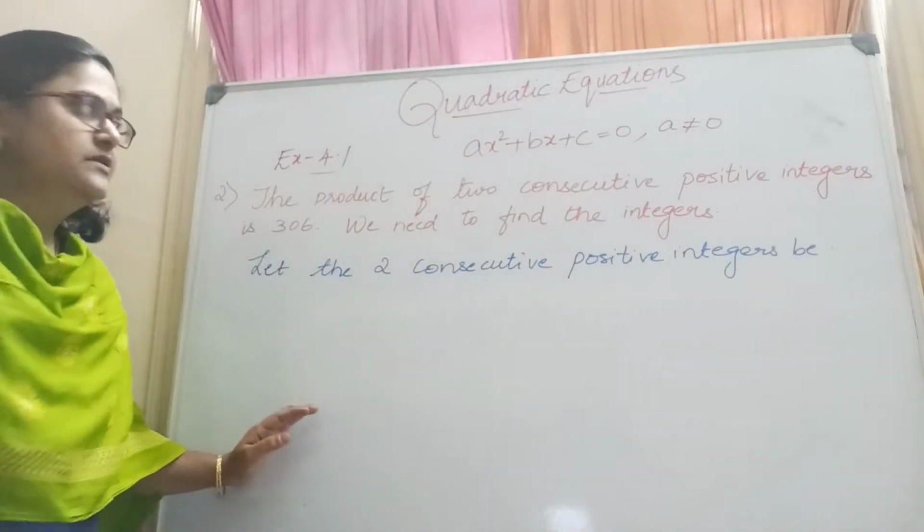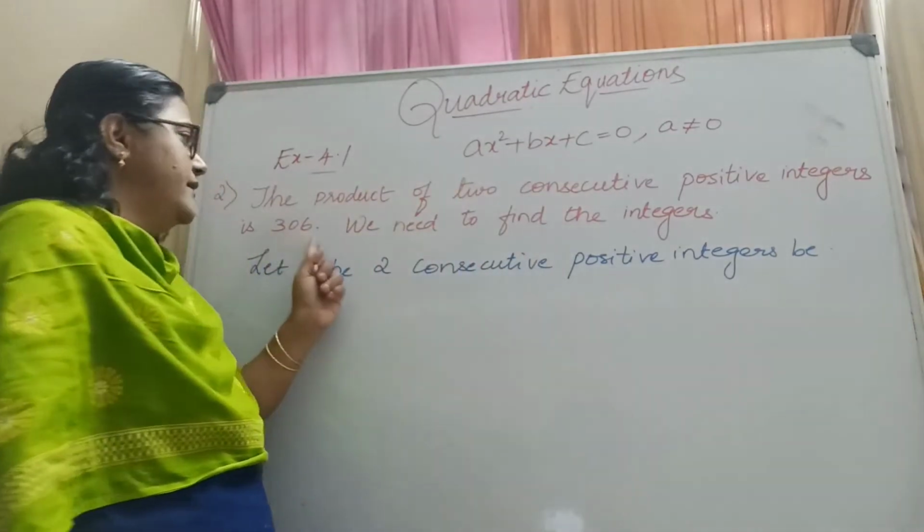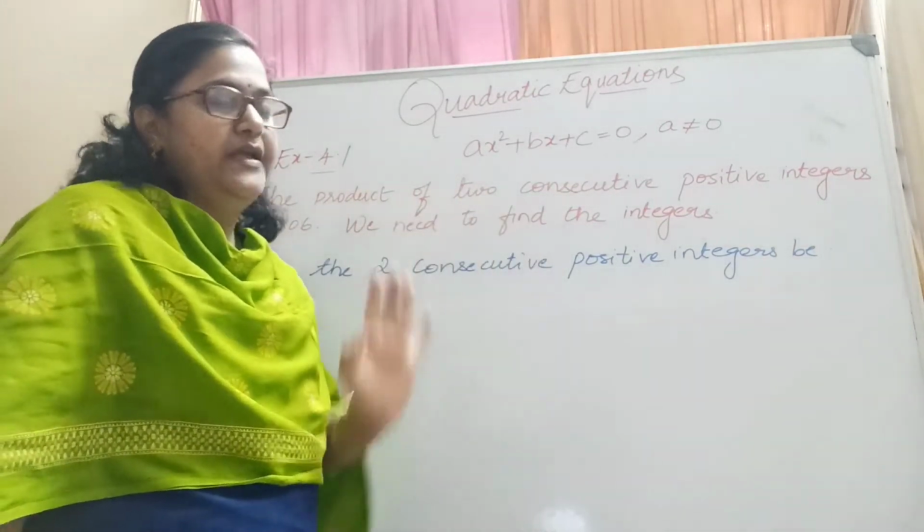Moving on to the next question. The next question says the product of two consecutive positive integers is 306. We need to find the integers.